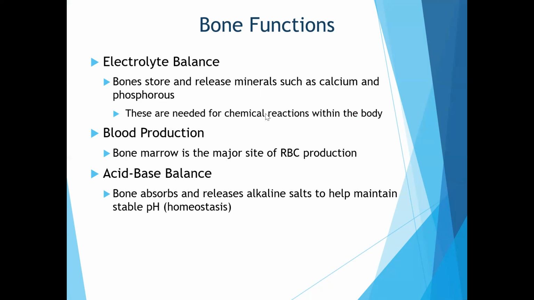So we talked about acid-base balance back when we were discussing homeostasis a few chapters ago. But bone plays a role in this as well. It can release alkaline salts to help maintain a stable pH. So if you remember, since they are alkaline, then they're going to try to help make it more basic. So if things are becoming too acidic, then alkaline salts can be released by bones to help bring that pH back to the 7.35 to 7.45 that our body likes to live at.